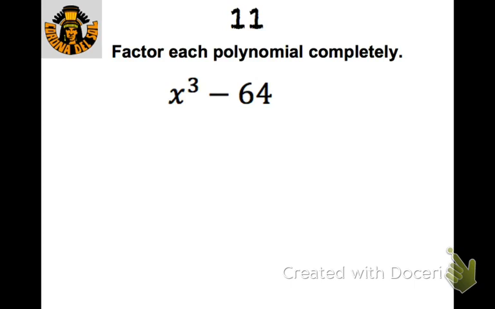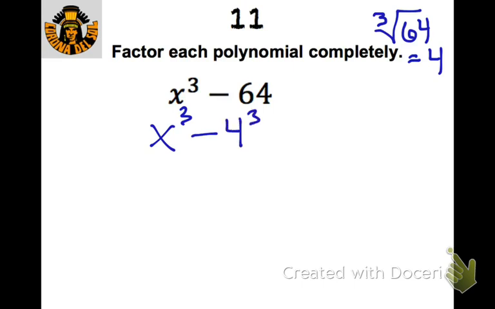All right, now we have a difference of two perfect cubes. So we have x cubed and then minus, and we have to break down the 64 to figure out the cube root of that. So on your calculator, you can do math and you can do the cube root. So what we want to do is the cube root of 64, and that turns out to be 4. So that's going to be 4 cubed. It's important to do that breakdown first.